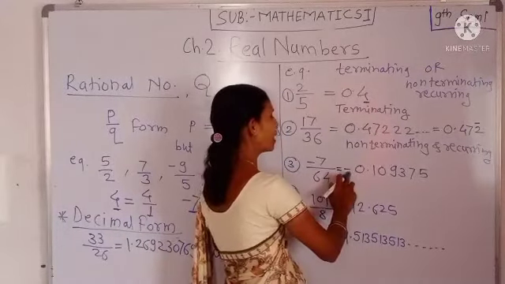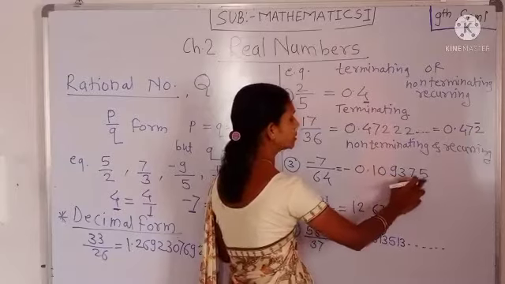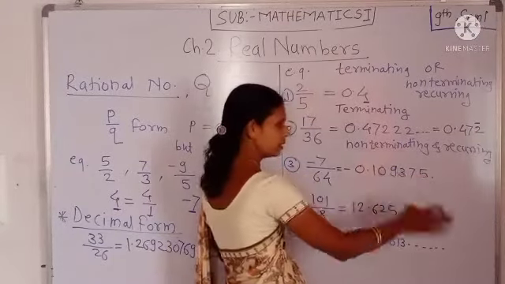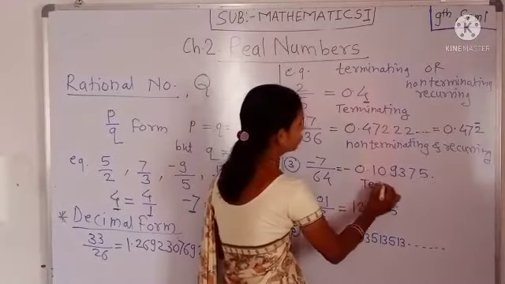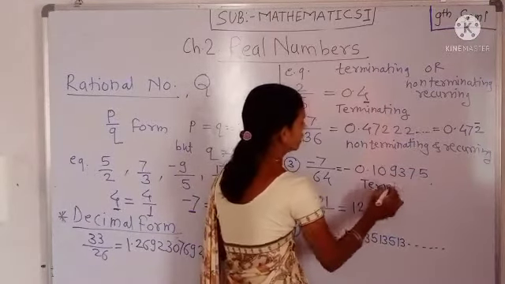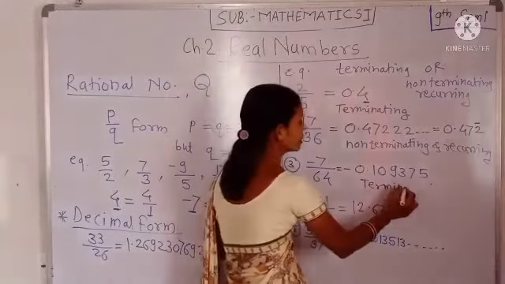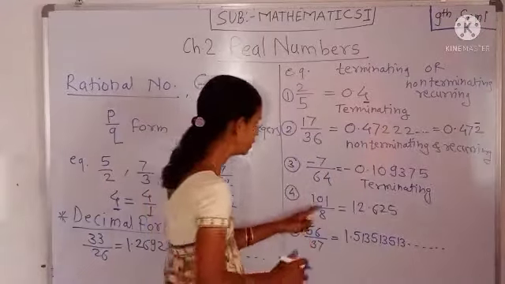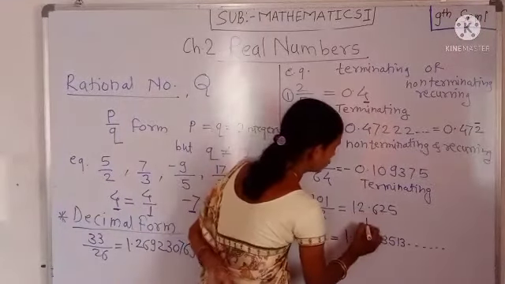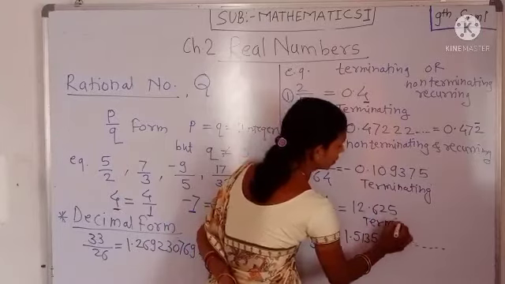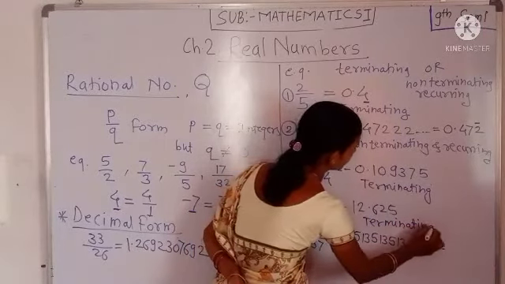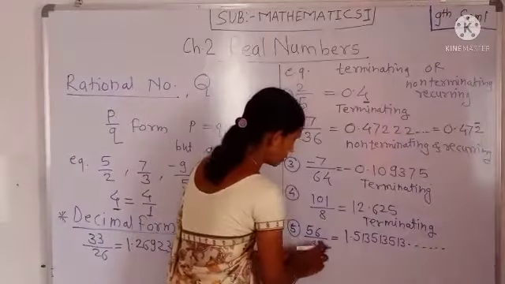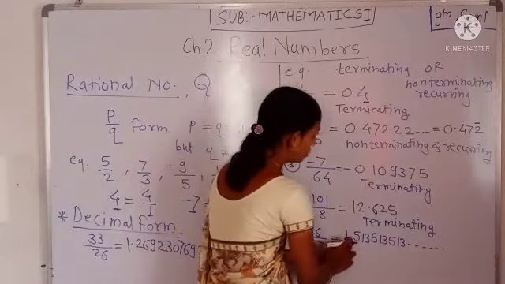Then here minus 7 upon 64. The decimal form is minus 0.109375. Here the decimal terminates. Therefore this decimal form of that rational number is a terminating decimal. Similarly here 12.625 is also having a terminating decimal form. Terminating.